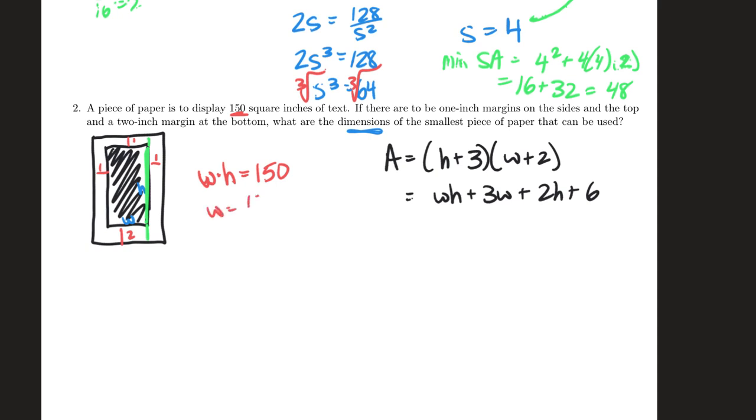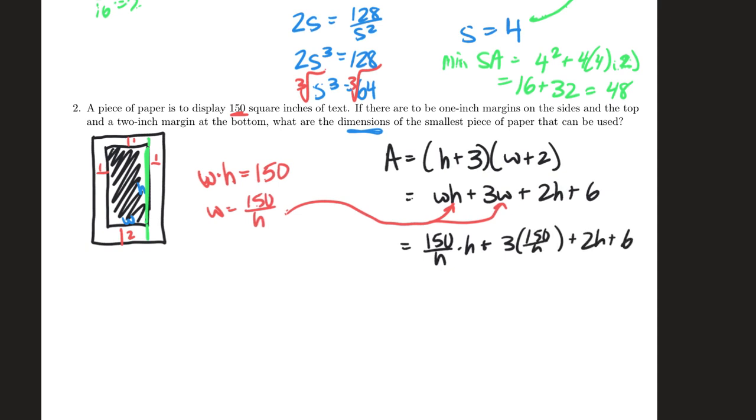And I can plug that in for my W's here. A little bit of simplifying. The H's cancel there. Here we have to multiply. And I can also combine the like terms, so that's 6 at the end. And now this is the area that I'm trying to minimize.